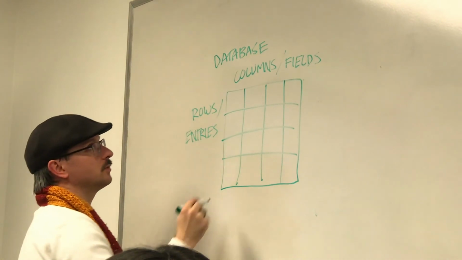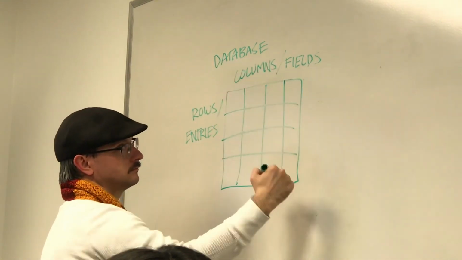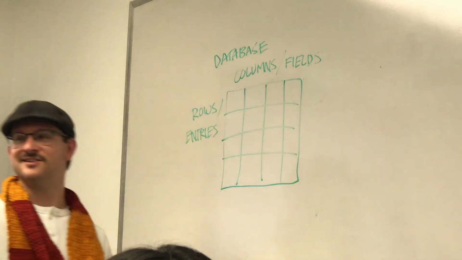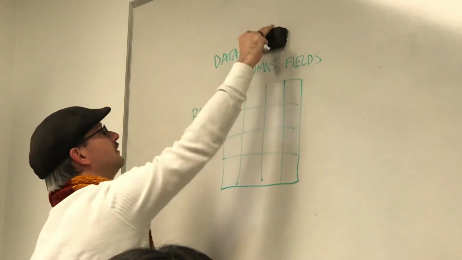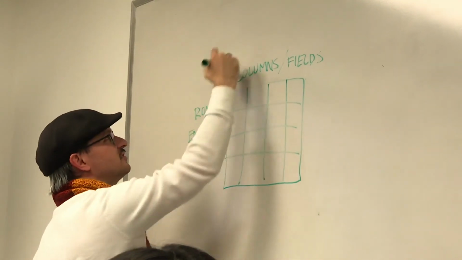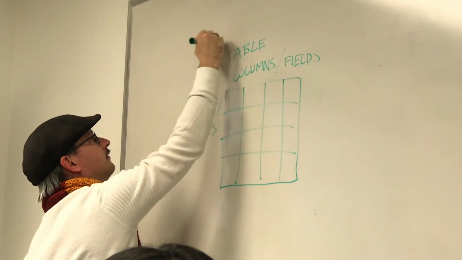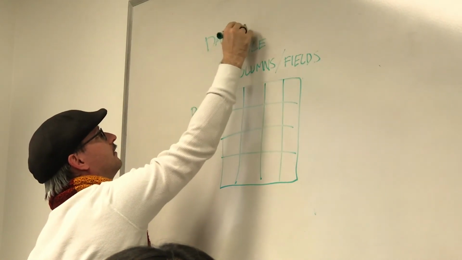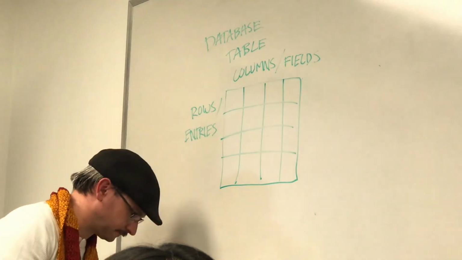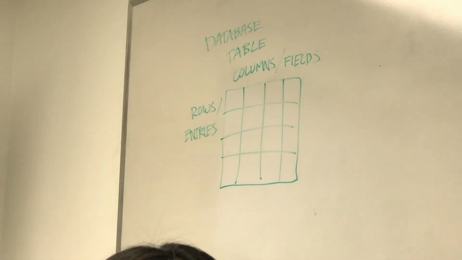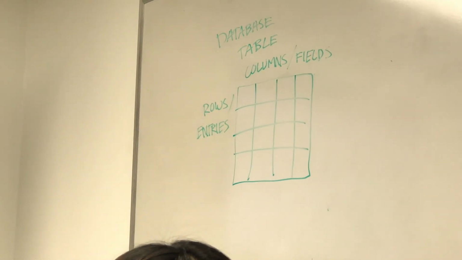Okay? So we've got columns and rows on a database. Technically, though, this is a table in the database. Okay. These are all the words we need to know. We need to know all of these words. Okay? So, we got a database that has inside of it a table, that has inside of it columns, that have entries or rows. Okay?